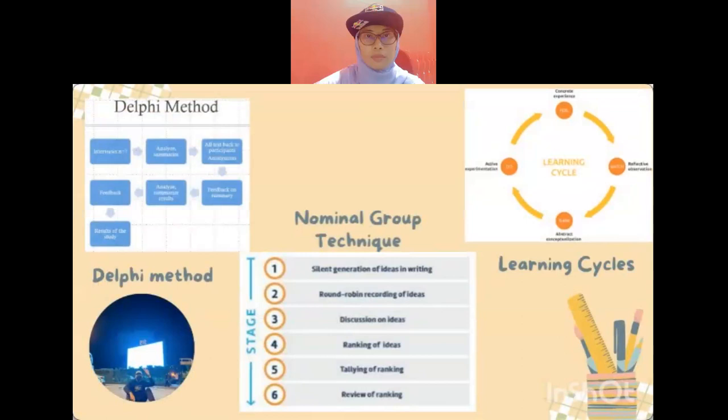And last but not least, the learning cycles. As you can see here, the learning cycle consists of 4 parts. We have active, concrete, reflection, and abstracts. That's how we are going to proceed with the learning cycles.